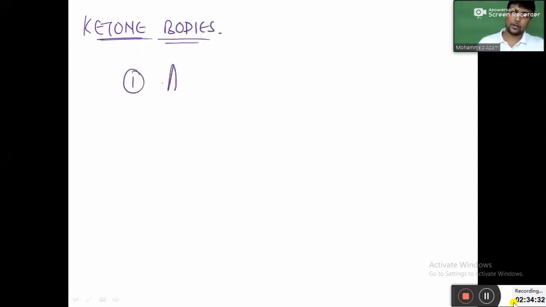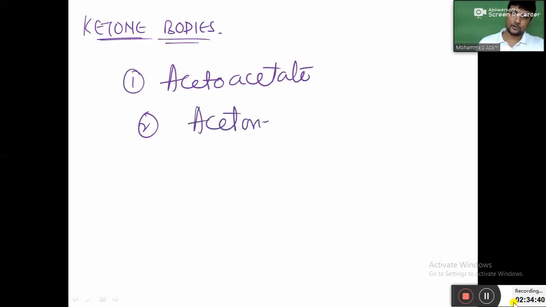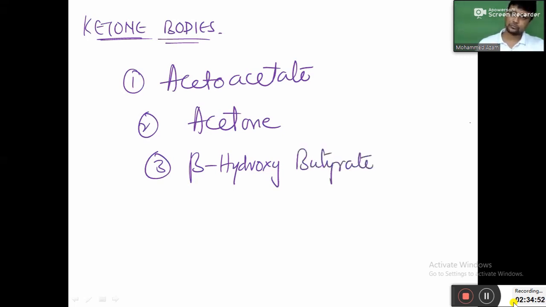That is a problem with many students. Students को ketone bodies ही नहीं पता है. So please write down there the heading as first of all ketone bodies. There are totally 3 of them, ketone bodies. Remember them. Number 1, acetoacetate. Number 2, acetone. And number 3, beta hydroxybutyrate. So there are 3 of them, guys, ketone bodies.